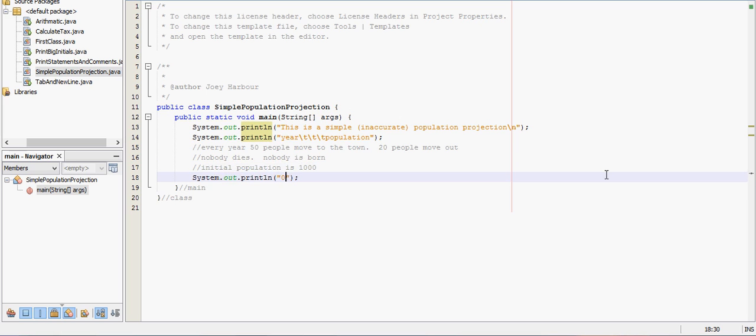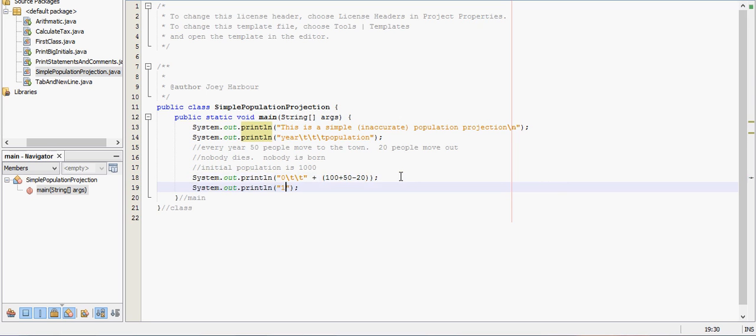So year 0. And we'll put some tabs there. And then we want to print the number that the population would be. It would be the initial population plus the 50 people that move in minus the 20 people that move away. Oh, and like most math expressions, we need to put this inside the parentheses, otherwise we're going to run into a few errors. And if you're looking at this, you're probably thinking, hey, there's a much better way to write this. And there is, but we're not going to do it. Or at least I'm not. You can in your program.